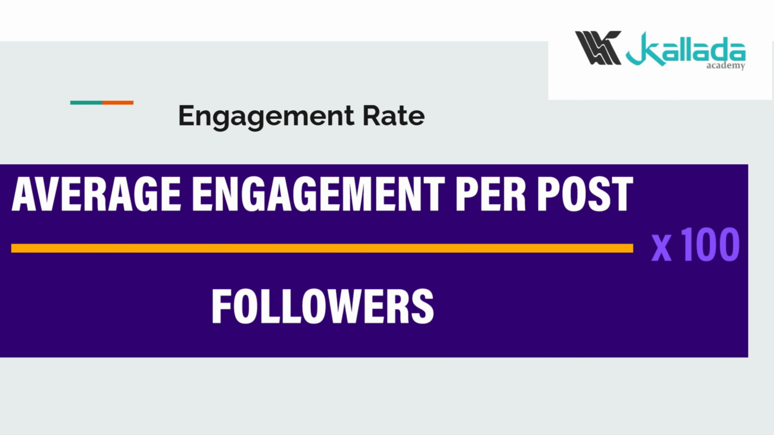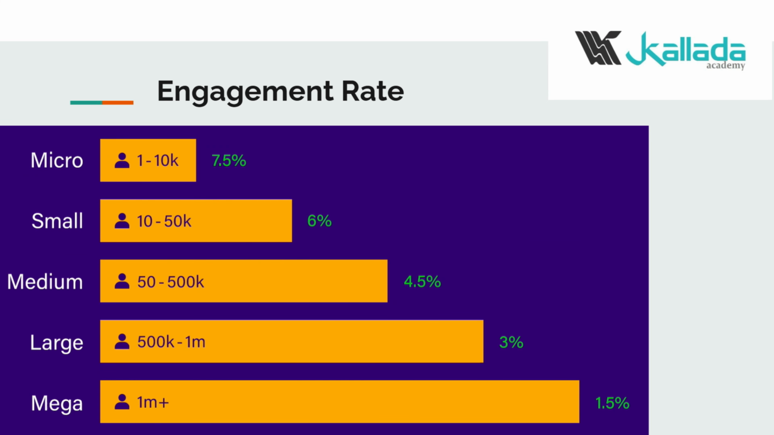Now you divide that average engagement per post by the count of followers for that influencer, and you multiply it by 100 to get the engagement rate as a percentage value. Once you have that engagement rate, you can segregate the specific benchmarks aligned with the type of influencer. So if it is a micro influencer having close to 10,000 followers, the engagement rate will be hovering around 7.5.